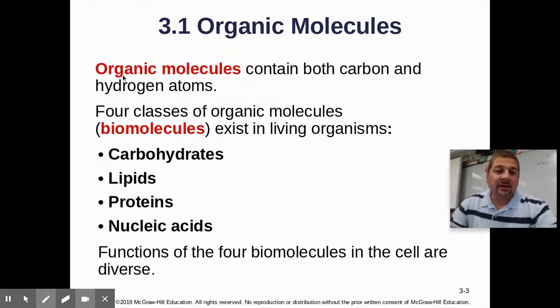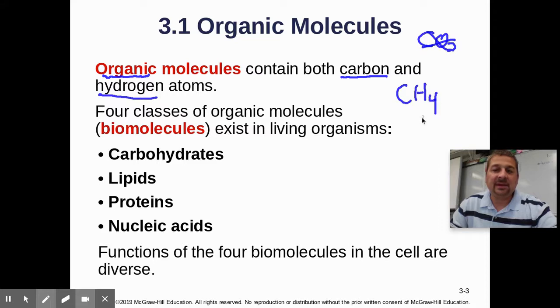Just a reminder that organic molecules, when we're talking about organic, now Blanchard will tell you a little bit differently in chemistry class, but for biology class, when we talk organic, they contain carbon and hydrogen. So things like CO2, not organic. Things like CH4, methane, organic. You have to have carbon and hydrogen atoms.